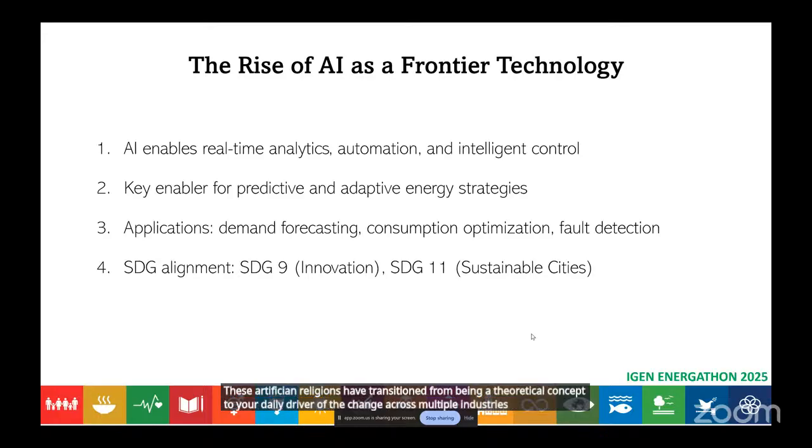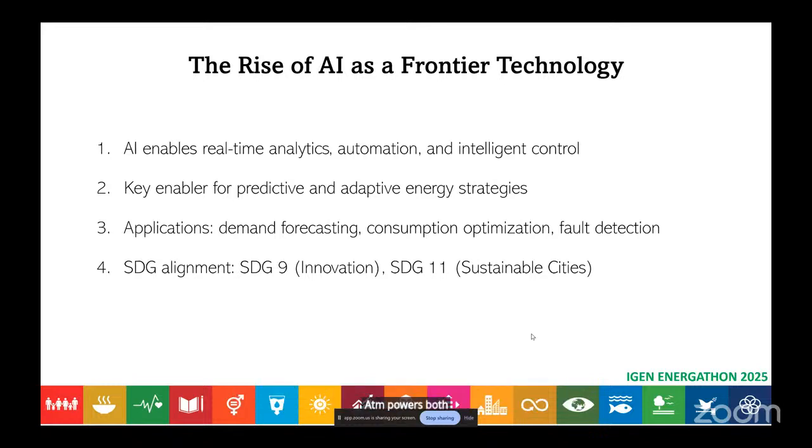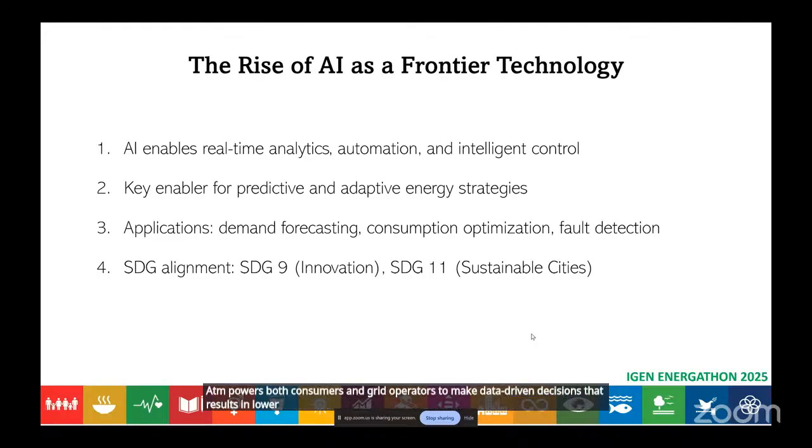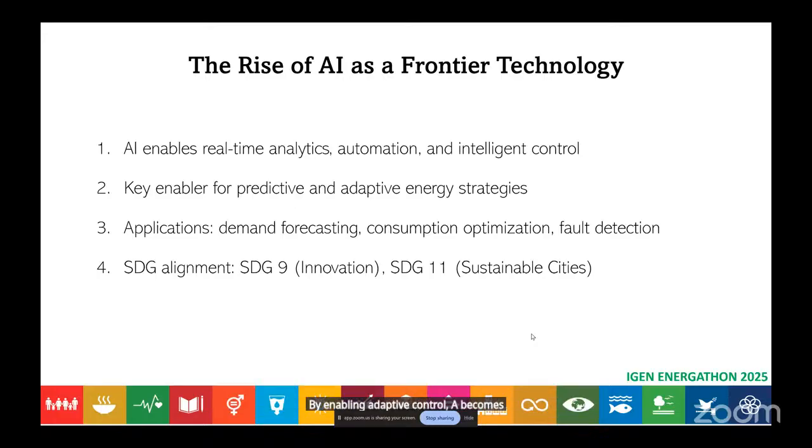In the context of energy especially, AI plays a very vital role in real-time analytics, demand forecasting, fault detection, and energy optimization. It empowers both consumers and grid operators to make data-driven decisions that result in lower emissions and higher system reliability. By enabling adaptive control, AI becomes a cornerstone of sustainable infrastructure and an accelerator for renewable integration.